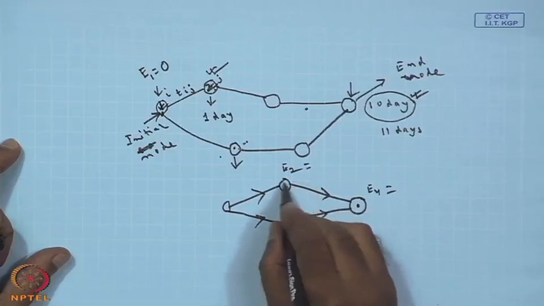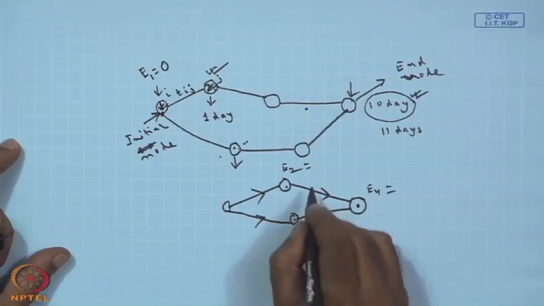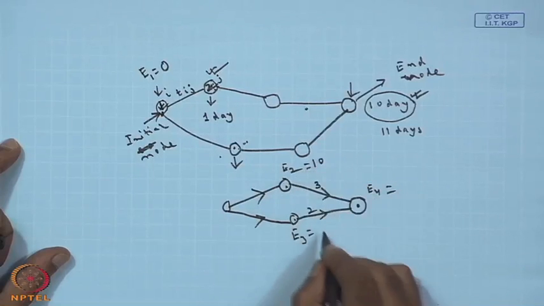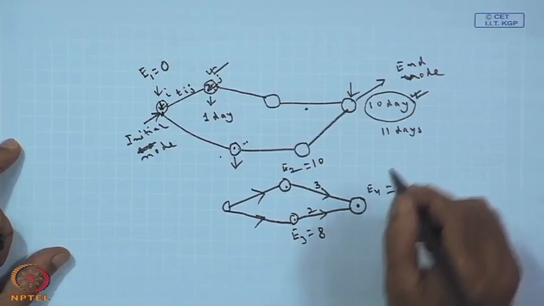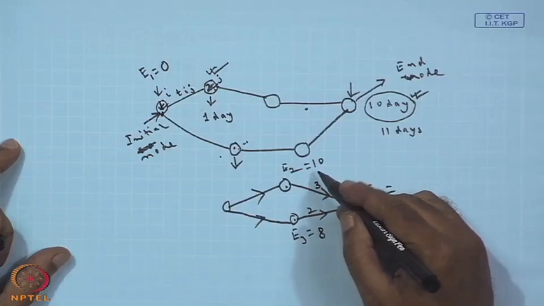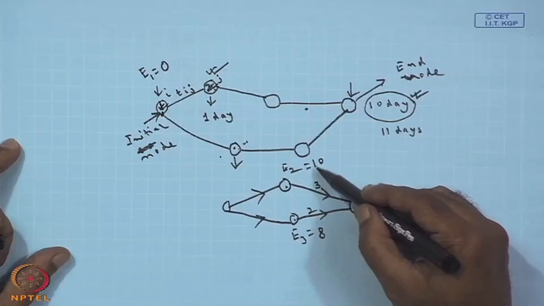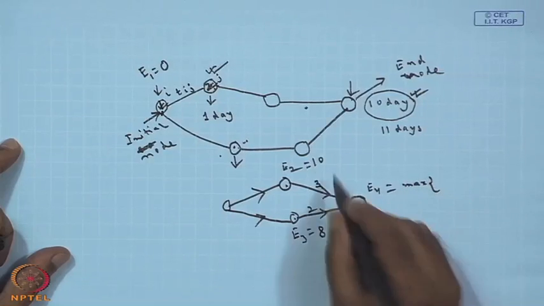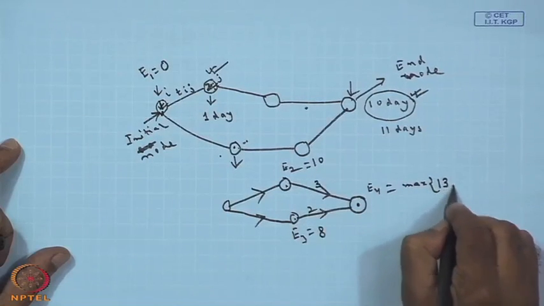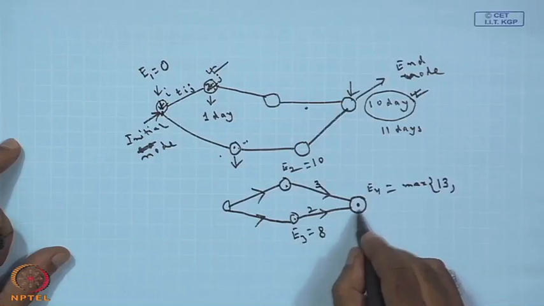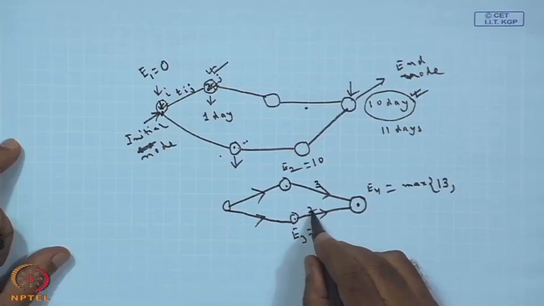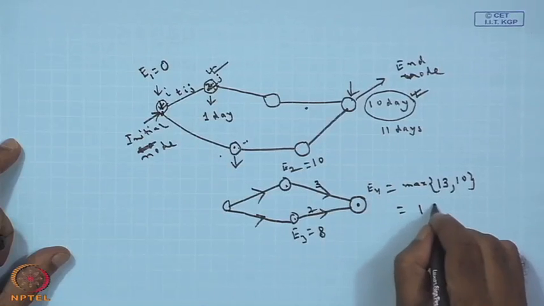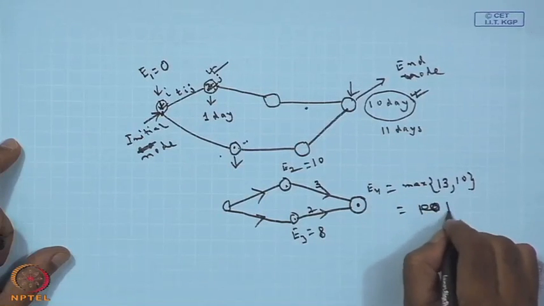So, for the activity durations T i j, say it is 3 and 2, and suppose E2 is 10 and E3 is 8. What will be E4? Whenever you are calculating E4, you calculate E2 plus T i j, that is 13, and for this other link it is 8 plus 2, that is 10. The maximum of these two will be the value of E4, so it will become not 10, but 13.